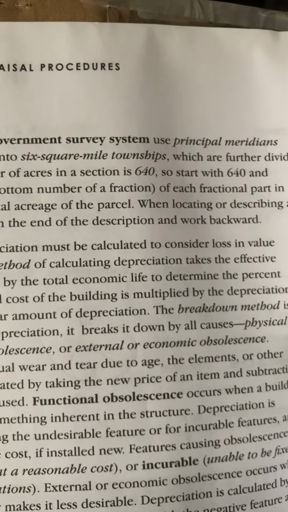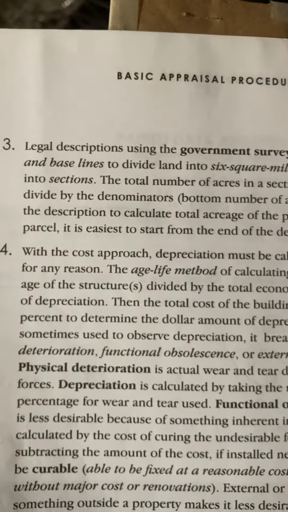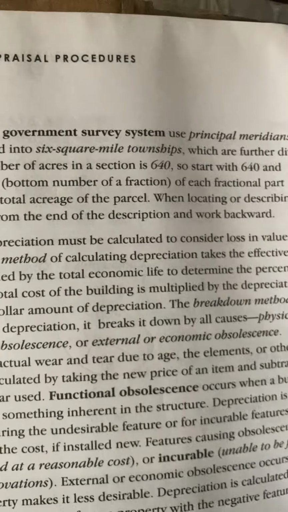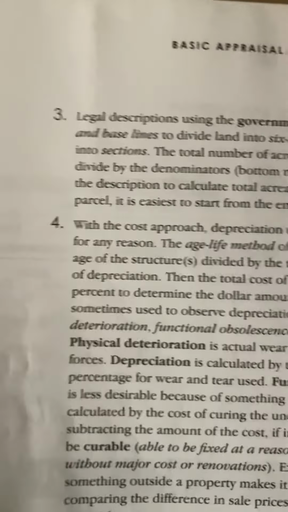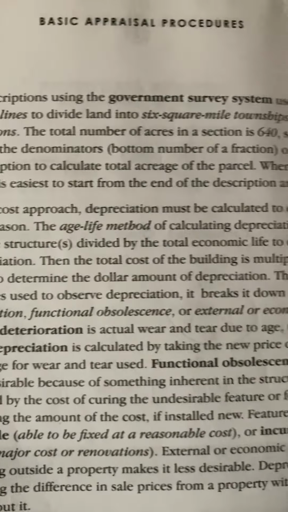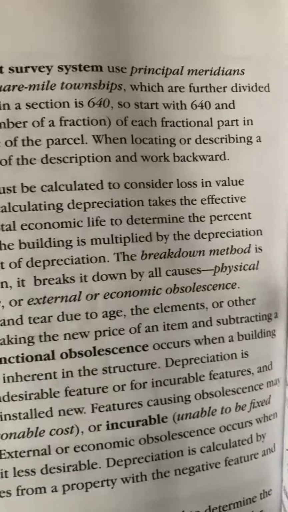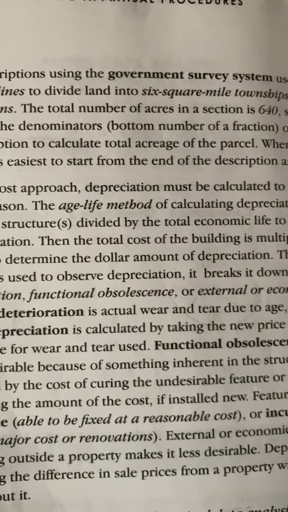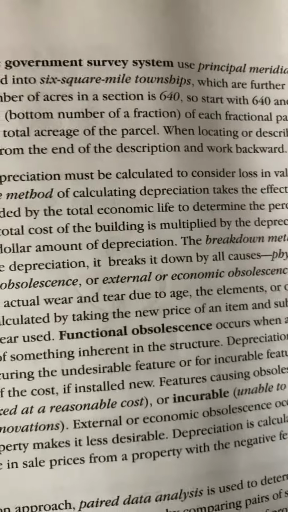So start with 640 and divide by the denominators, the bottom number of a fraction, of each fractional part in the description to calculate total acreage of a parcel. When locating or describing a parcel, it is easiest to start from the end of the description and work backward.